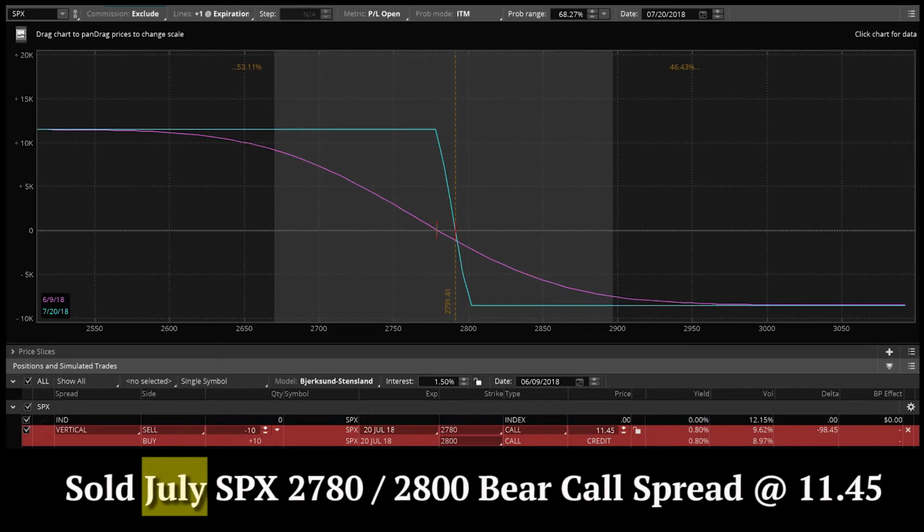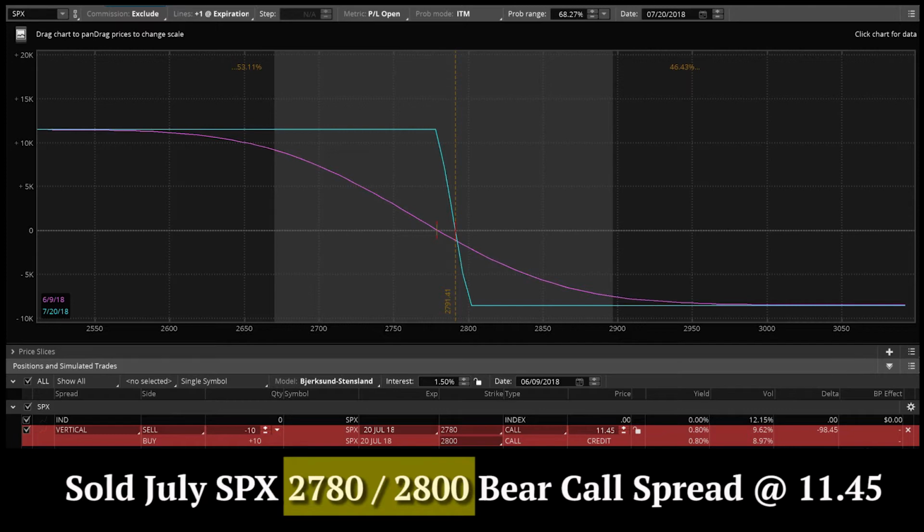The monthly expiry. And if you hear just July, it means the monthly option cycle. If someone is actually trading the weekly expiries, they'll specifically say so. SPX, of course, is just the underlying ticker. SPX is the cash-settled S&P 500 index. 2780, 2800 are the strike prices. And since this is a credit spread, we typically say the short strike first, which is the 2780. That's the one we're selling. The 2800 is the one we're buying to cap the maximum loss.